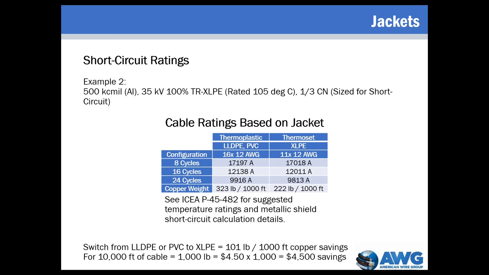The result is that when a cross-linked polyethylene jacket is used on a medium voltage concentric neutral power cable, where the concentric neutral wires are used only for short circuit current carrying capability, then the concentric neutral copper content could be reduced.